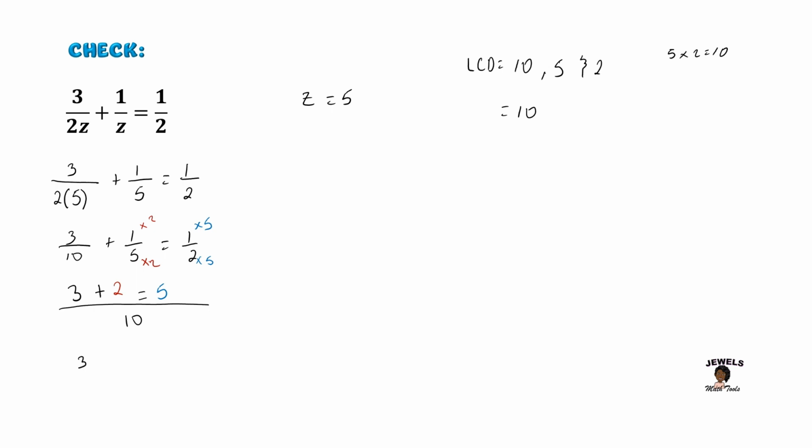So let's solve our equation, and we have 2 plus 3 is equal to 5, and we know that when 5 is equal to 5, that means that my answer z equals 5 is the correct answer for our equation.